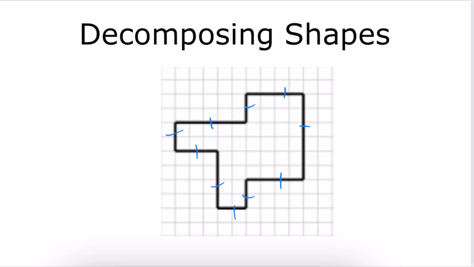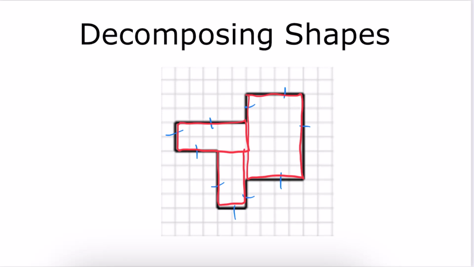Another way you could decompose this shape, though, is you could look at the two-dimensional shapes that it's composed of. So you could say, I have a rectangle right here. I have another rectangle right here. And I have another rectangle right here. And so this shape is kind of like three rectangles of different sizes that are all stuck together. And this is a different way of decomposing the shape that is really helpful when you're trying to teach area.